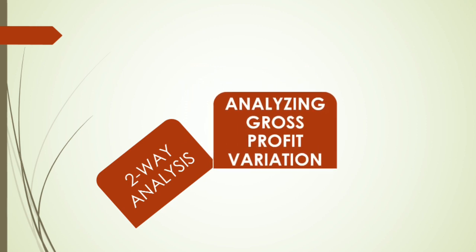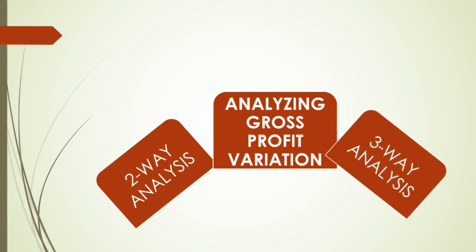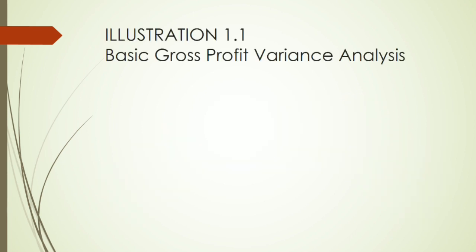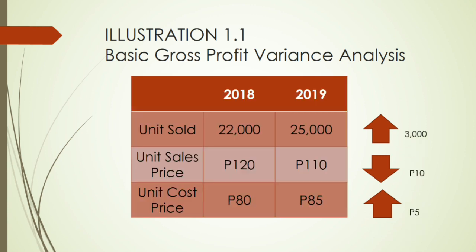So for analyzing gross profit variation, we have two-way analysis and the three-way analysis. So for the illustration 1.1, we have basic gross profit variance analysis. So as you can see, we have here unit sold, unit sales price, unit cost price that we will be needing in order to compute for the gross profit. And yung ginamit natin is from period to period. So from 2018 to 2019. The 2018 is the standard, while the 2019 is the actual cost.